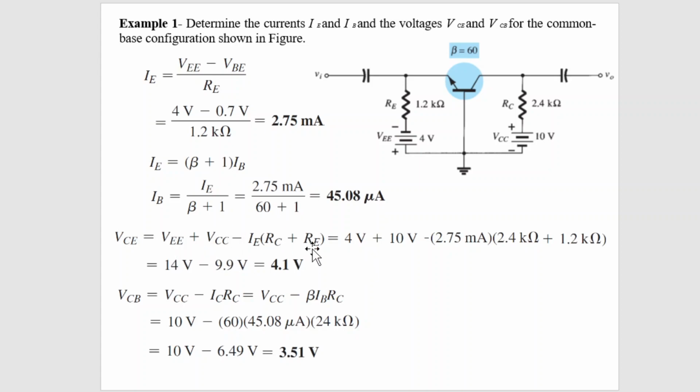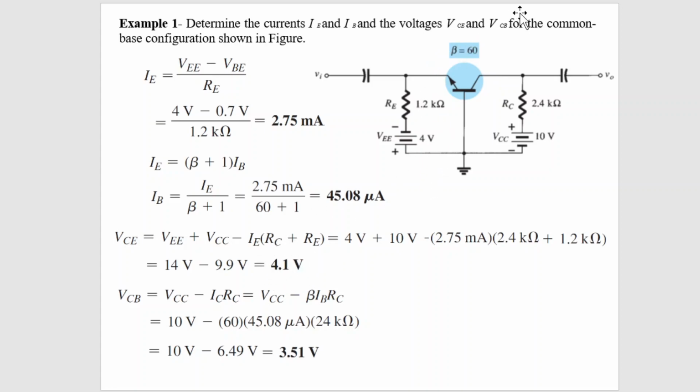So this VE, that is plus 4 volt, plus VCC 10 volt, minus IE, that is 2.75 milliampere, in bracket RC, that is 2.4 kilo ohm, plus RE, that is 1.2 kilo ohm. If you calculate it, it will give 14 volt minus 9.9 volt, that is 4.1 volt. So the voltage drop across the collector emitter junction is 4.1 volt.